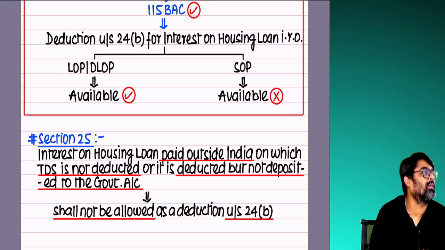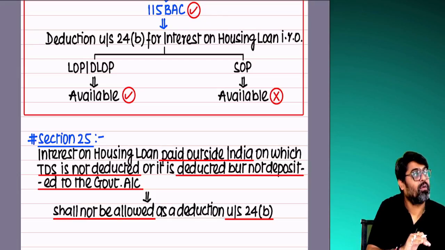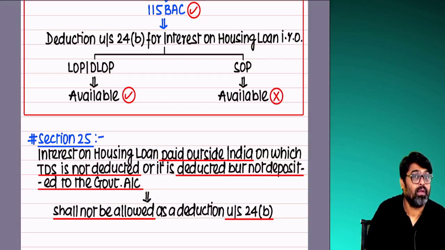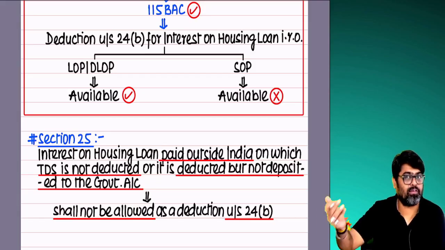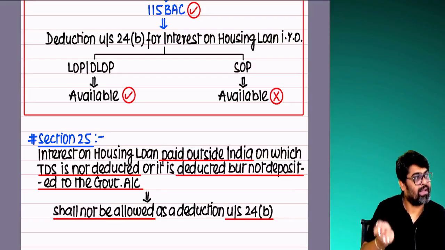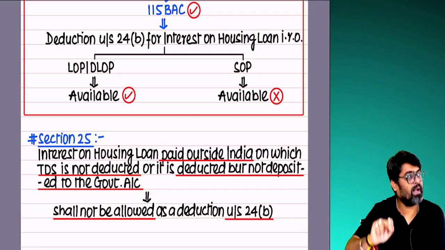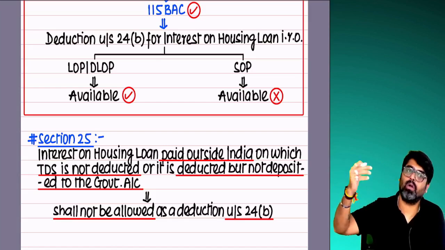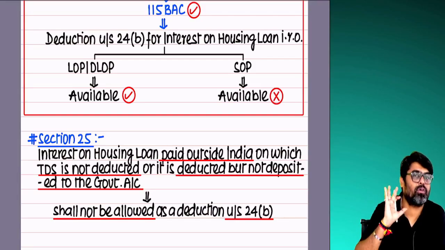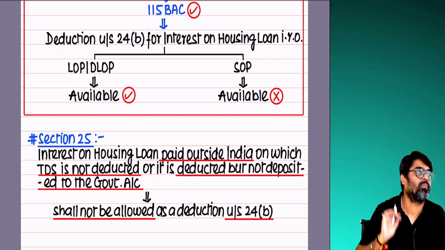No need to calculate also. But what if the question says that the property is SOP, and interest calculation is also given, and the assessee is not following 115BAC, then calculate the interest, claim that interest up to 2 lakh because you are not following 115BAC. This you are going to do only in the case of SOP.